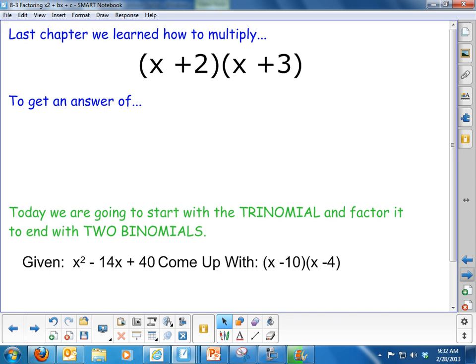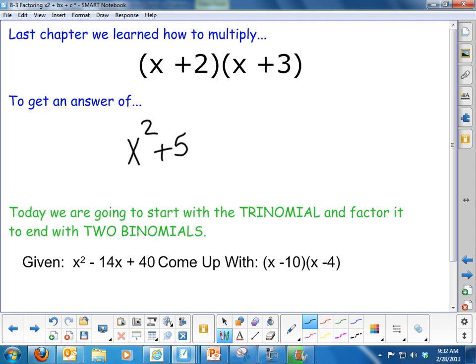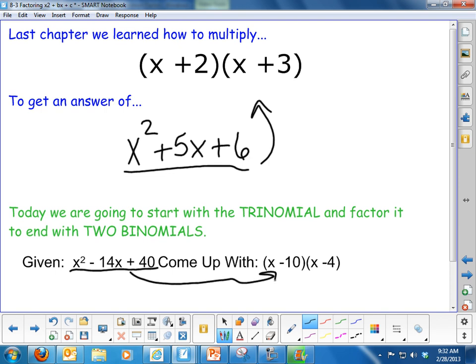Last chapter we learned how to multiply two binomials by each other to get an answer of x squared plus 5x plus 6. So we've learned how to multiply binomials. Now we're going to learn how to take this trinomial and make two binomials or two factors from the trinomial. So if I was given x squared minus 14x plus 40, I know that I'm looking for two binomials as factors, and here they are down here, x minus 10 and x minus 4.